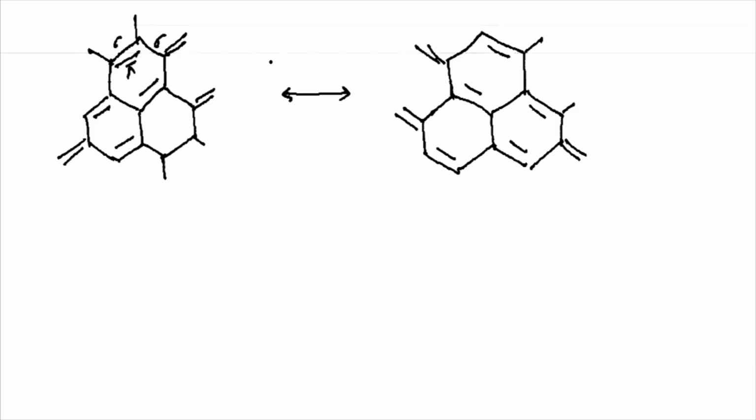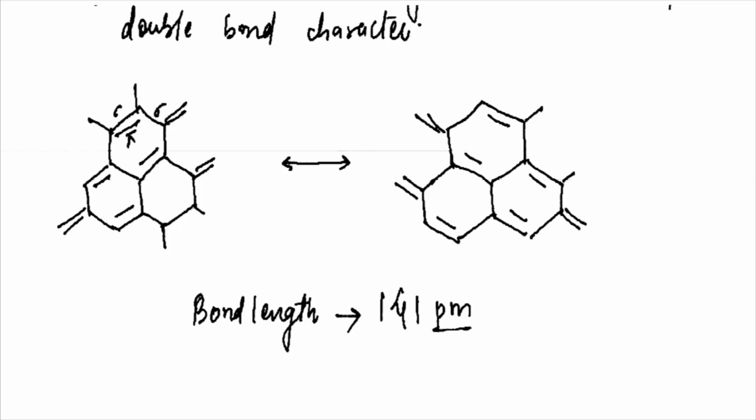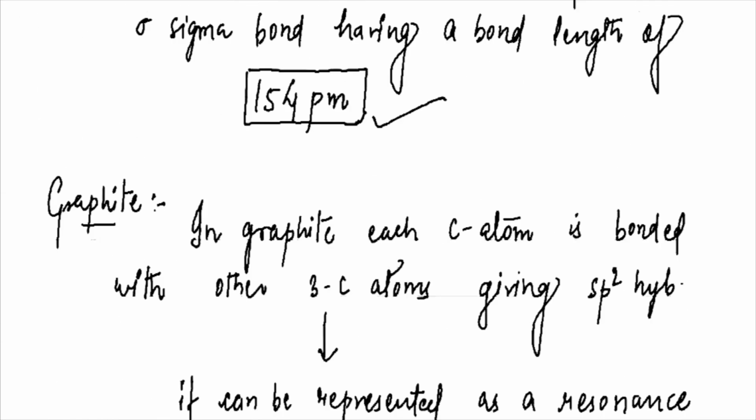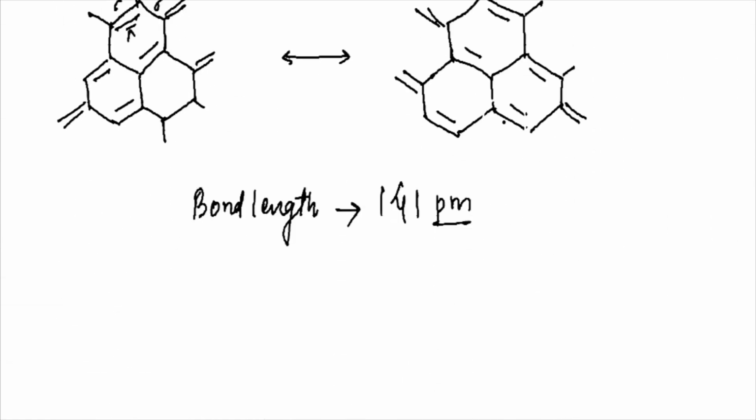So we see that there is more overlapping, and with more overlapping we can see the bond length decreasing, right? In graphite, the bond length is somewhere around 141 picometers. In diamond, we have seen a bond length of 154, but just because graphite has both sigma bond and pi bond, because of the double bond, we can see a shorter bond length here.